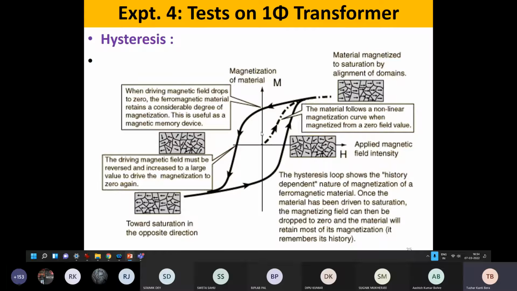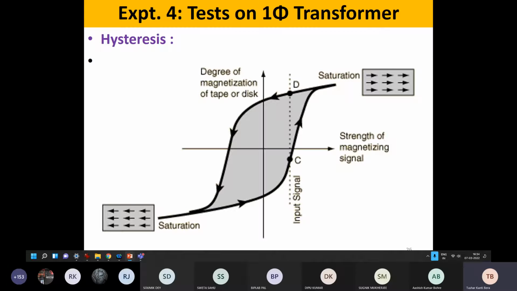So if we make the current zero, we will see that the material retains a certain amount of flux. So there will be some flux density. And if we want to make the flux neutralized or zero, again we have to send the current in the reverse direction. So H should be negative in this direction. This phenomenon is called hysteresis, and depending on the hysteresis loop area, there will be some energy loss, and that energy loss is known as hysteresis loss.